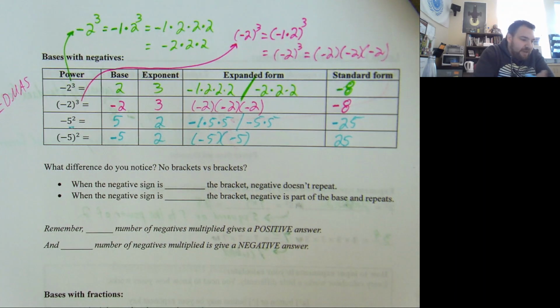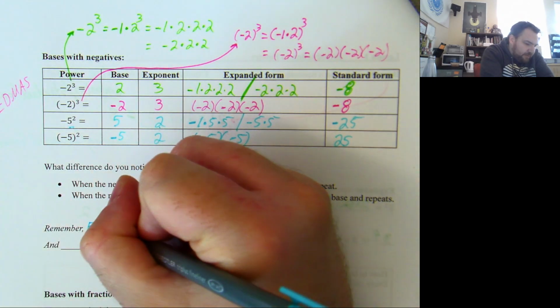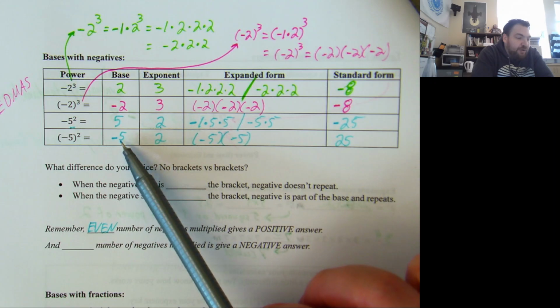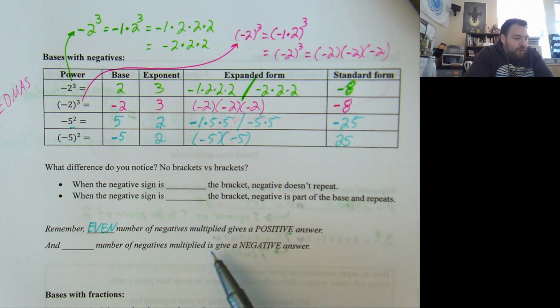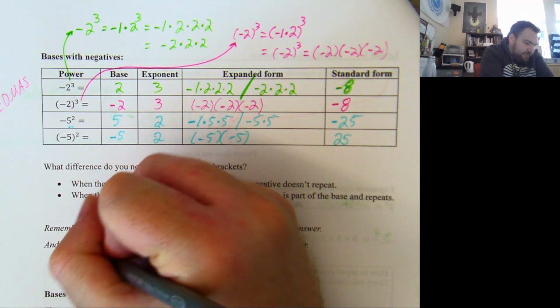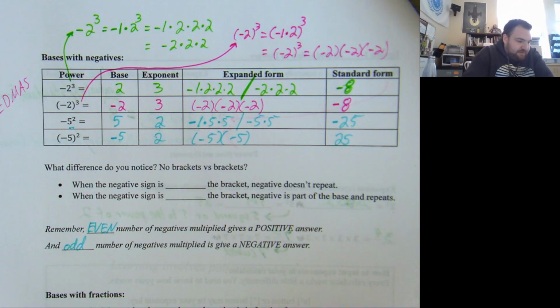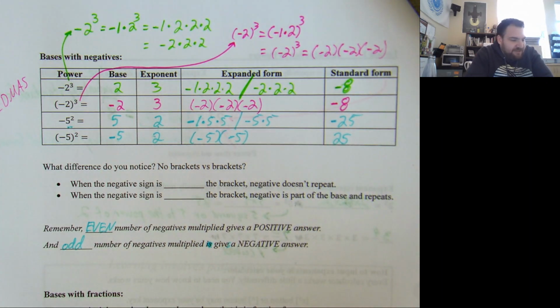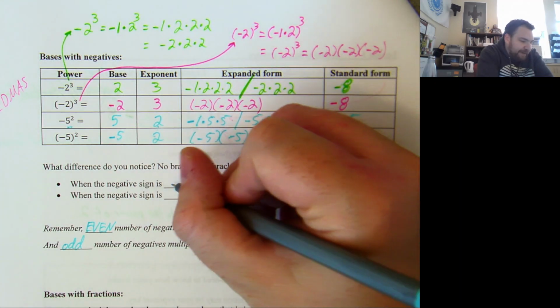So I'm going to jump down here. When you have an even number of negatives multiplied, i.e., you have a negative value with an even exponent, that will always give you a positive value. The negatives will always be able to pair to something positive. And an odd number of negatives multiplied gives a negative answer. So when the negative sign is outside the bracket, we don't repeat it.